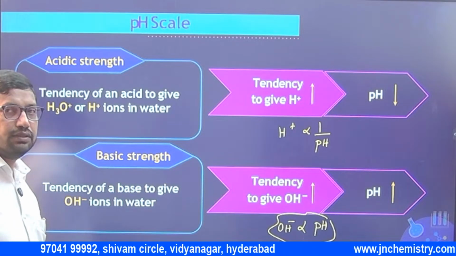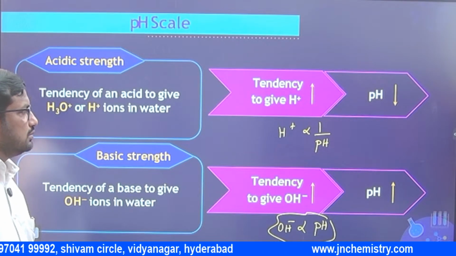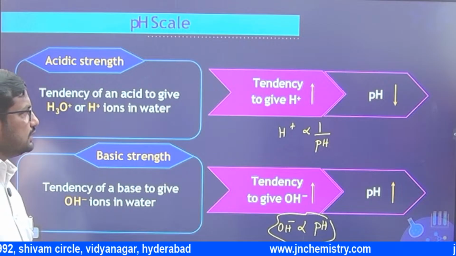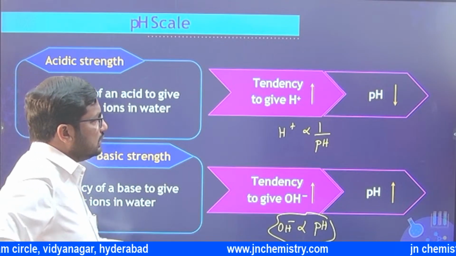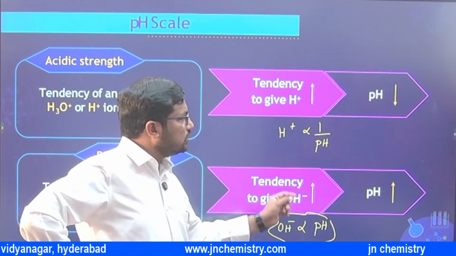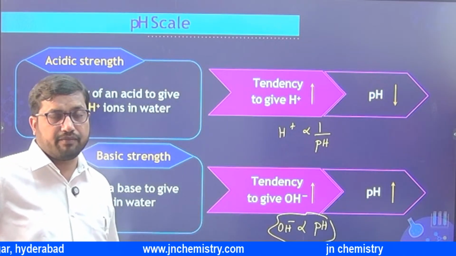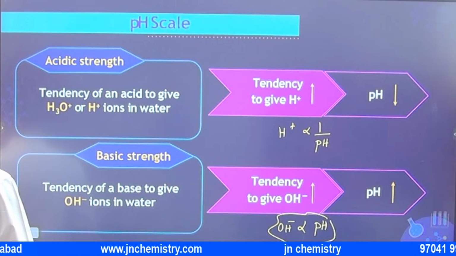Base strength: as OH minus ion concentration increases, pH increases. This is very, very important information. A lot of people get confused in this case. Write it down.